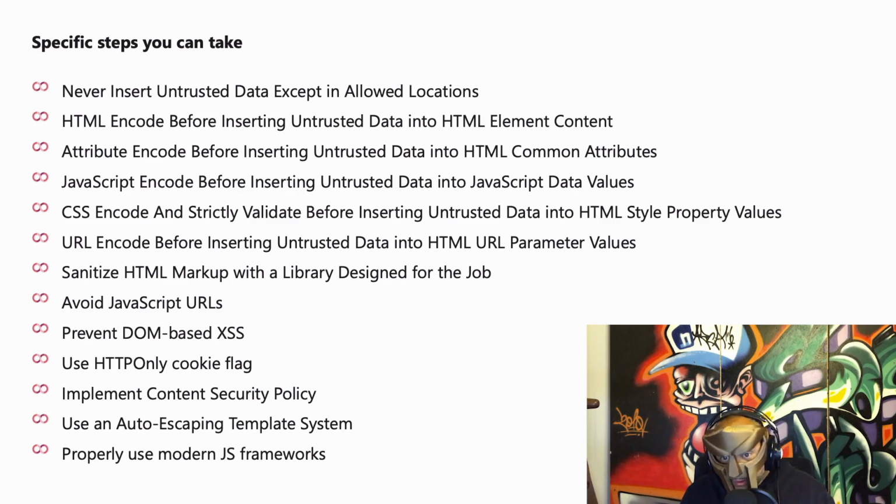CSS encode and strictly validate before inserting untrusted data into HTML style property values. URL encode before inserting untrusted data into HTML URL parameter values. Sanitize HTML markup with a library designed for the job. Avoid JavaScript URLs, prevent DOM-based XSS cross-site scripting, use HTTP-only cookie flags, which is essentially a web server setting, implement content security policy, also a web server setting, use an auto-escaping template system, and properly use modern JS frameworks. So those are specific steps.